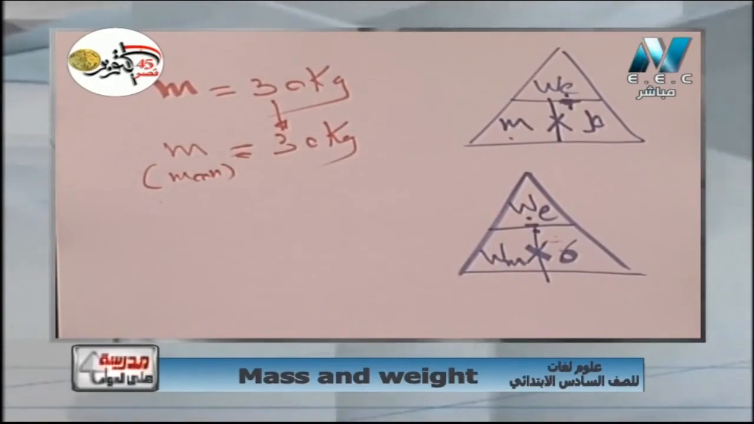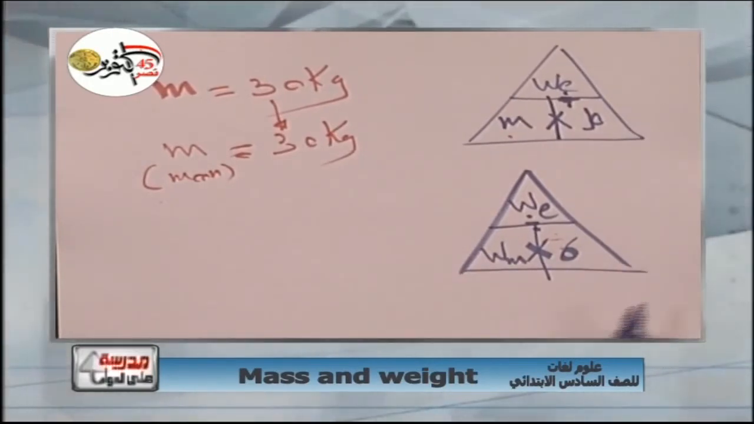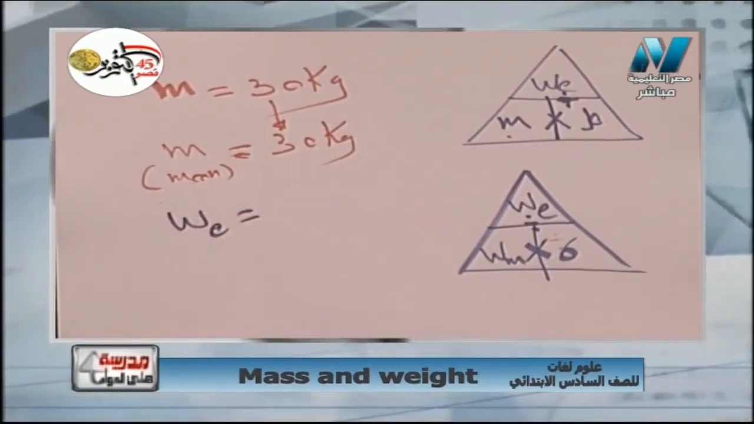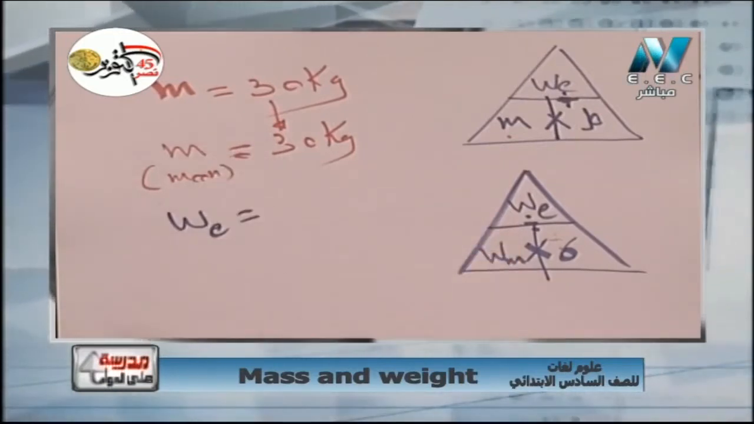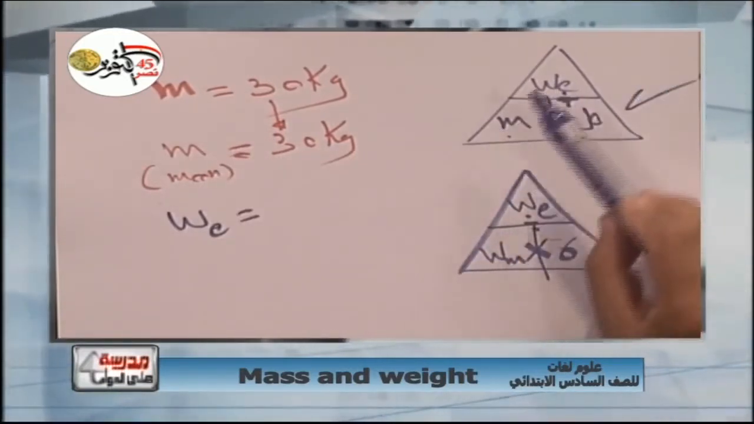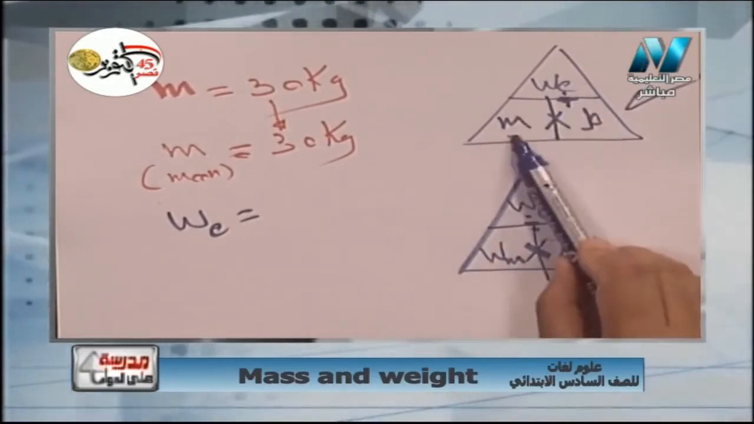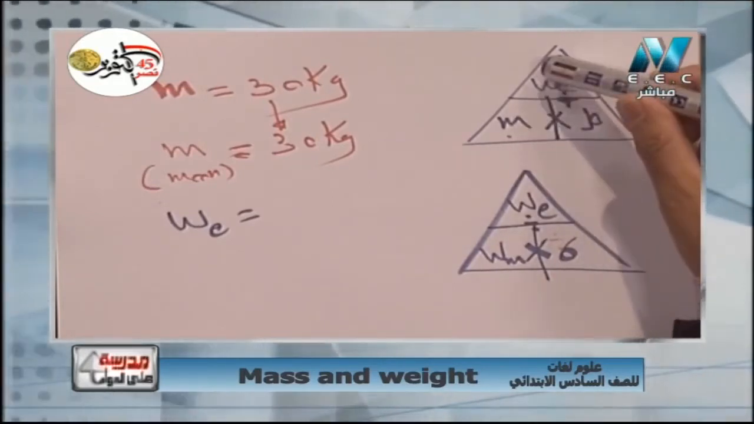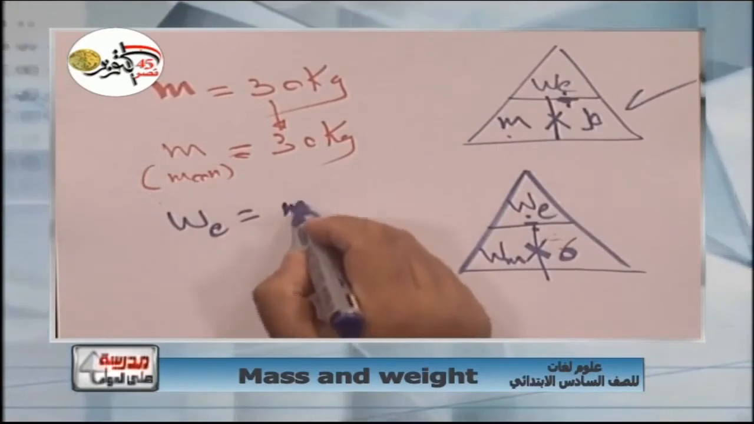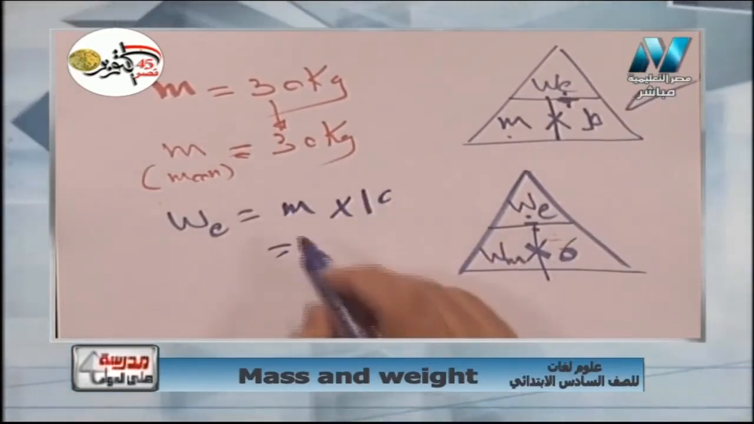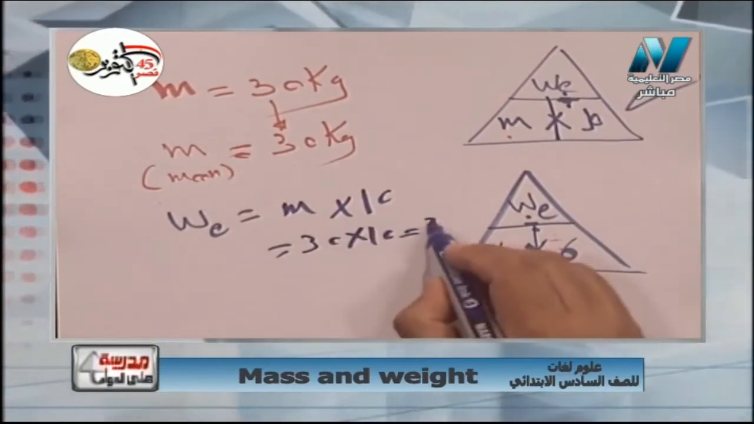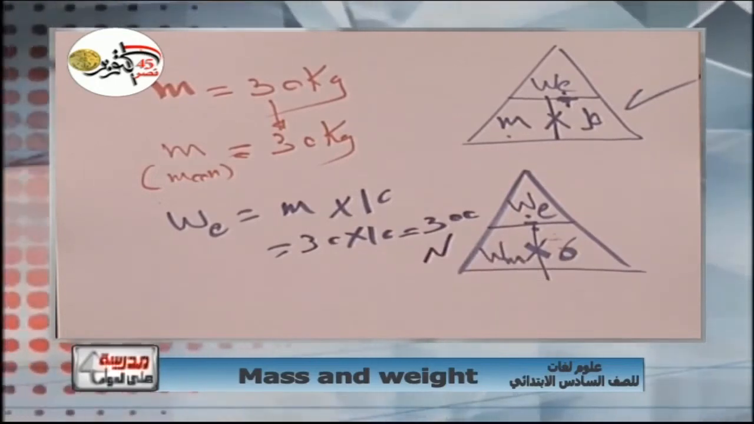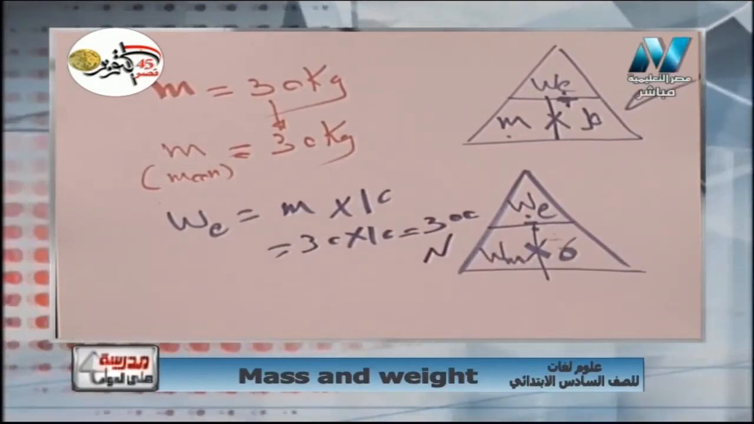Okay, so what about the weight on the earth? I want the second demand, the weight on the earth. Weight on the earth equals what? Let's go back to the two triangles. I have mass and I want weight. Which triangle has weight and mass? Sure, this one. I have mass and want weight, so weight equals what? Equals mass by 10. I put my finger or pen on the weight: weight on the earth equals mass by 10. So it will be 30 by 10 equals 300. 300 what? 300 Newton. Again, concentrate. You must write Newton after the measurement of weight.